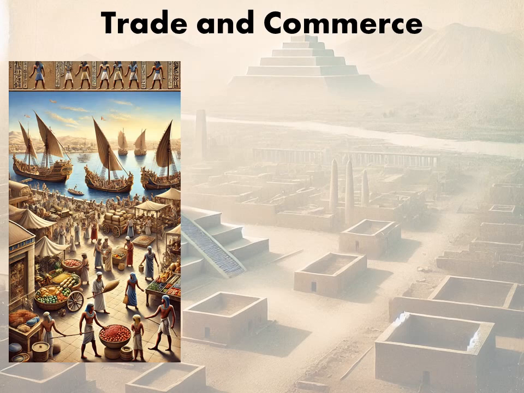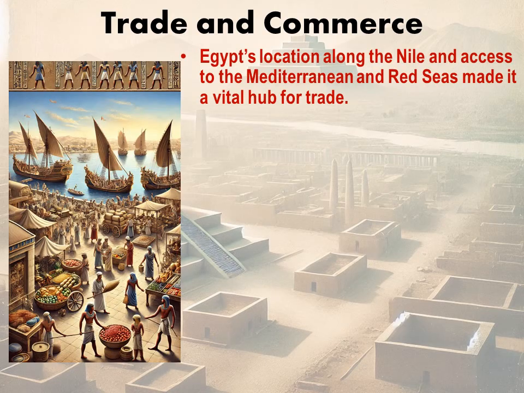Trade and commerce. How was the trade and commerce? Trade and commerce specifically refers to business and markets in Egyptian culture. Egypt's location along the Nile and access to the Mediterranean and Red Seas made it a vital hub for trade.